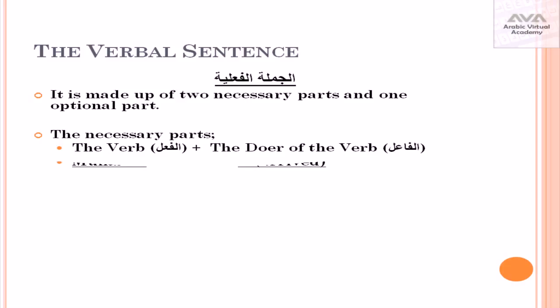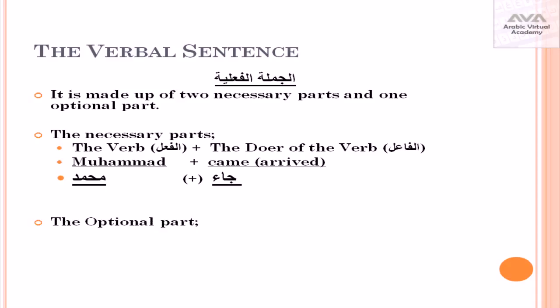An example of where we have just the verb and the doer of the verb is the first sentence on the screen: Ja'a Muhammad. Muhammad came. Here Ja'a is the verb and the doer of the verb is Muhammad, and it's a complete sentence. It makes sense all by itself.